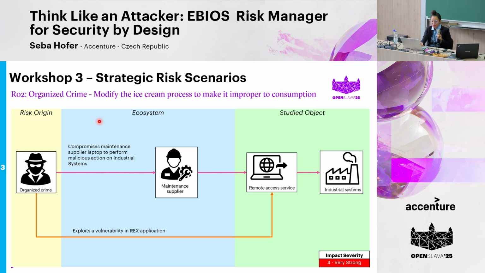So basically this strategic scenario, it's the organized crime that wants to modify the ice cream process to make it improper for consumption. So they want to go here. The goal of the scenario, when we do the workshop with the client, is really to brainstorm and to identify the different attack paths. So here, as an example, they can go through the maintenance supplier by compromising their laptop to get a legitimate access to the remote access service and then to the industrial systems, or they can directly exploit a vulnerability in this SaaS application.